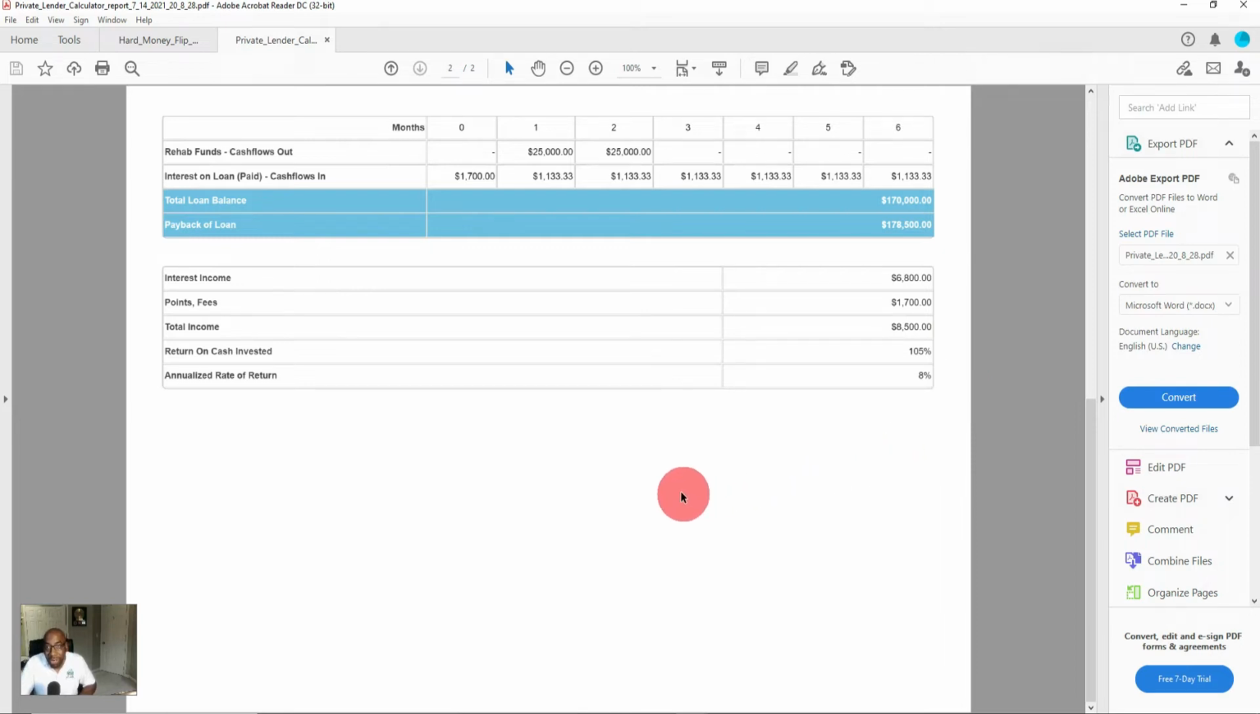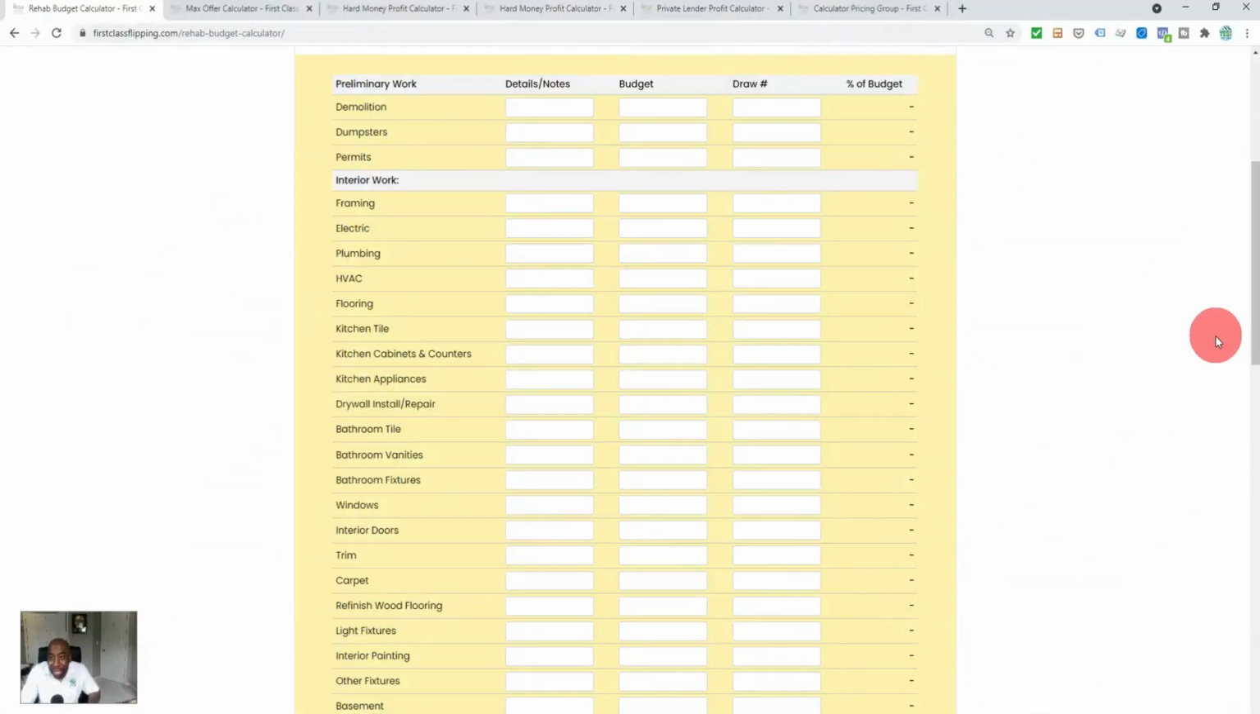Okay. All right, guys, I got one more thing I want to show you. I want to show you how to quickly calculate your renovation costs, and I'll see you on the flip side. Okay, guys, I wanted to come up with a quick and easy way for you to crunch your numbers so you can get a better, accurate assessment of what your renovation budget is going to be.